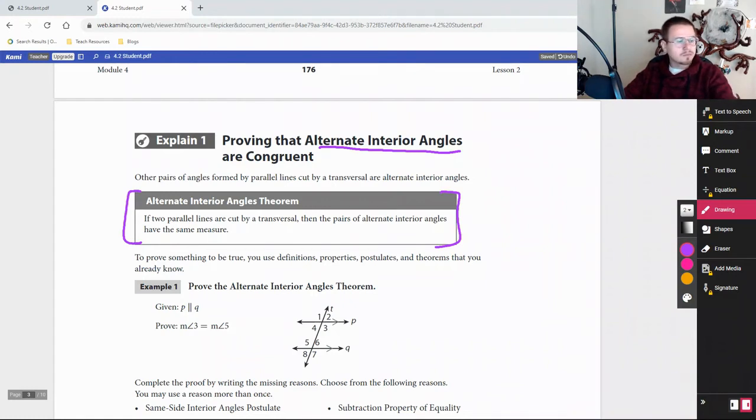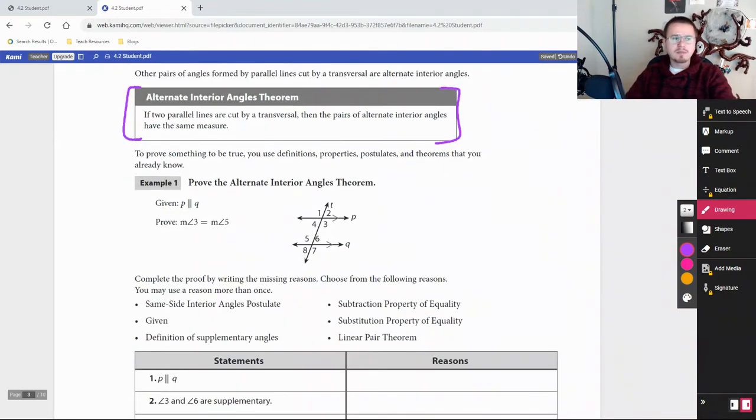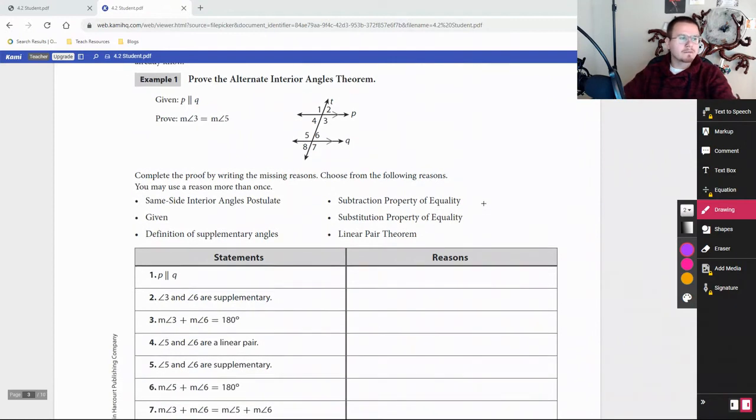Vegan too. So to prove something to be true, use definitions, properties, postulates, theorems, etc. You show your work. That's why I've been asking you guys to explain and justify more often, because you gotta be able to do that. That's life, right? What's your given, what's your proven. So you're given that P is parallel to Q, and you need to prove this. Until you do that, and you have evidence to back that up, you are not done with this task.